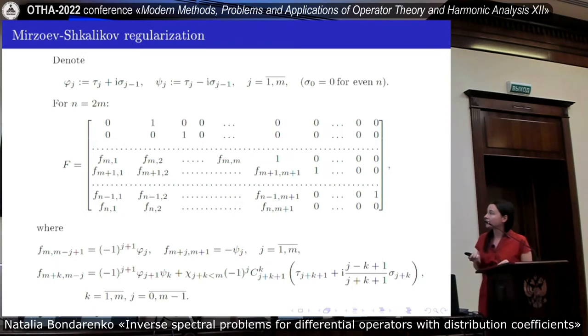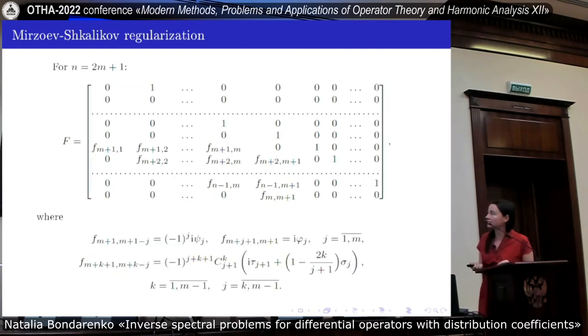Mirzoev and Shkalikov constructed the matrix F associated with the differential expression. This matrix is constructed in a different way for even order and odd order. This is its form for even order. Here we have ones over the main diagonal, and there are some non-trivial elements f_kj, which are defined by the formulas below. Here, phi_j and psi_j are defined by tau and sigma, so these elements are defined by the coefficients of the differential expression.